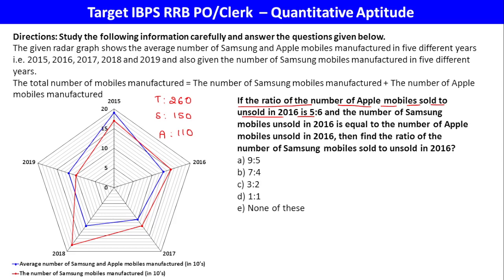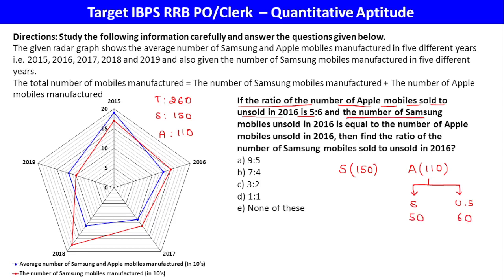Sold to unsold. Apple, Samsung total 150. Apple total 110. Sold to unsold matladutunnaru. Sold, unsold. 5:6. Sold 50 aithe 60.